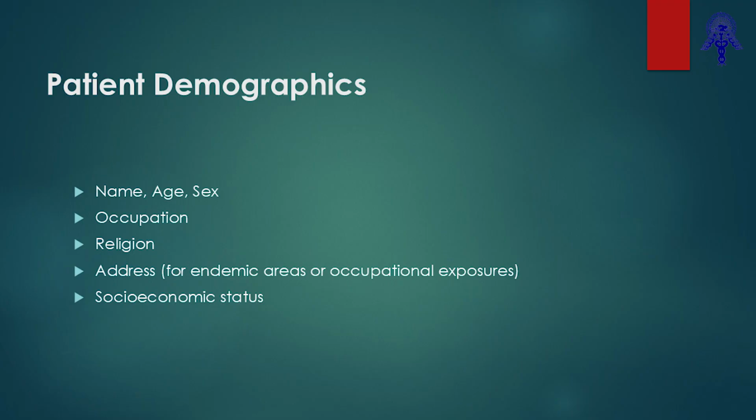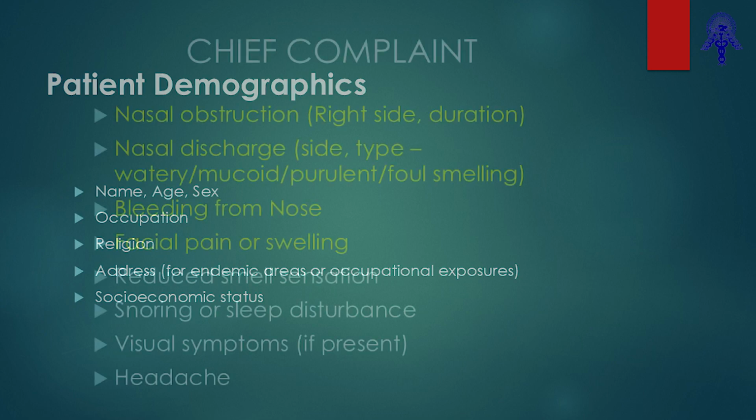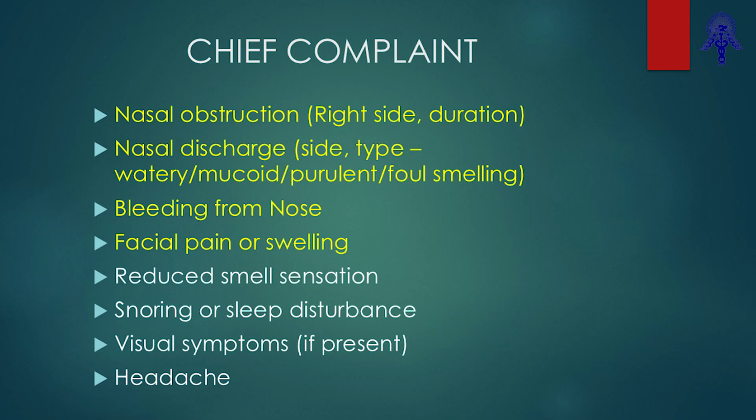Okay. First, name, age, occupation, religion, address, socioeconomic status, and then the main chief complaint. Do not try to write more than 2 or 3 chief complaints. Patient may tell anything, but the chief complaint should be precise. Like, patient is having right-sided nasal obstruction for 1.5 years. What Sarah said in this case was nasal discharge in the right nasal cavity, but the patient is complaining of nasal discharge from the right side for 1.5 years.